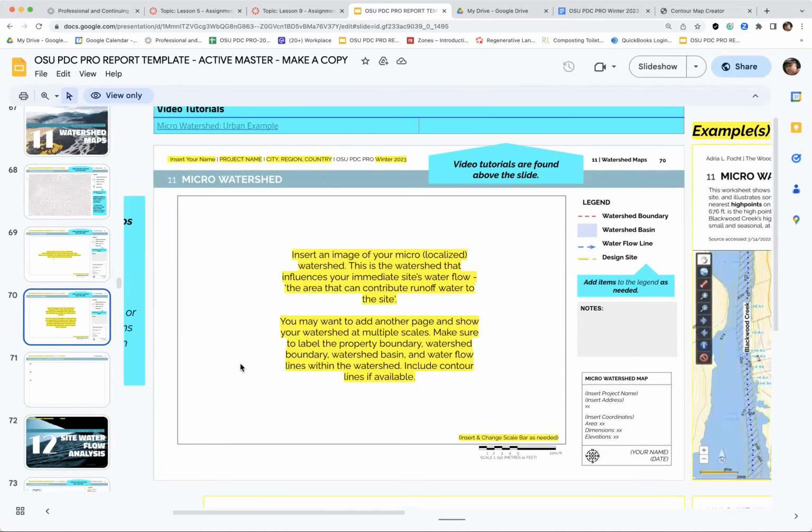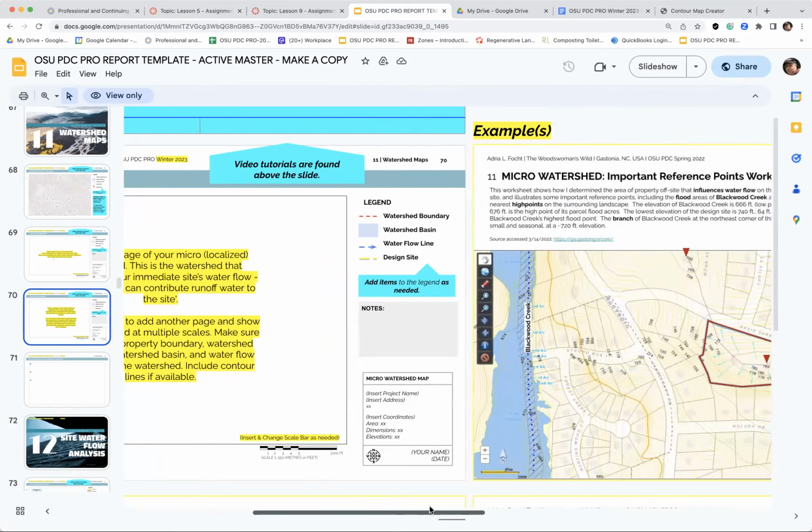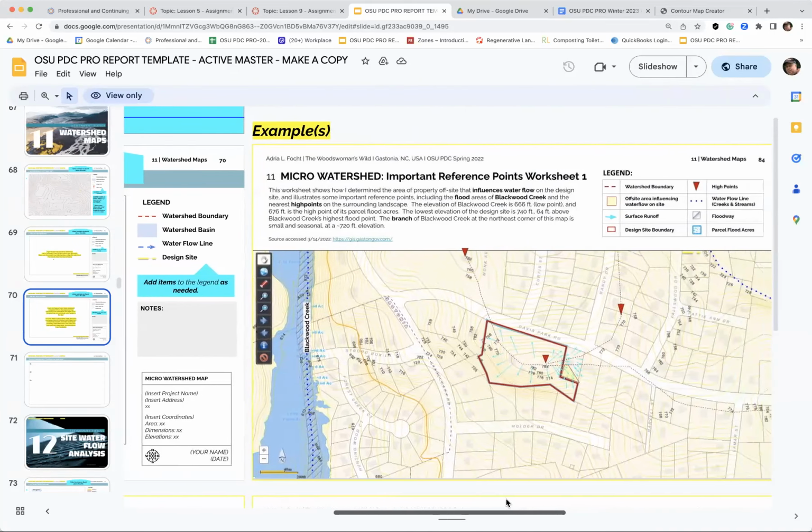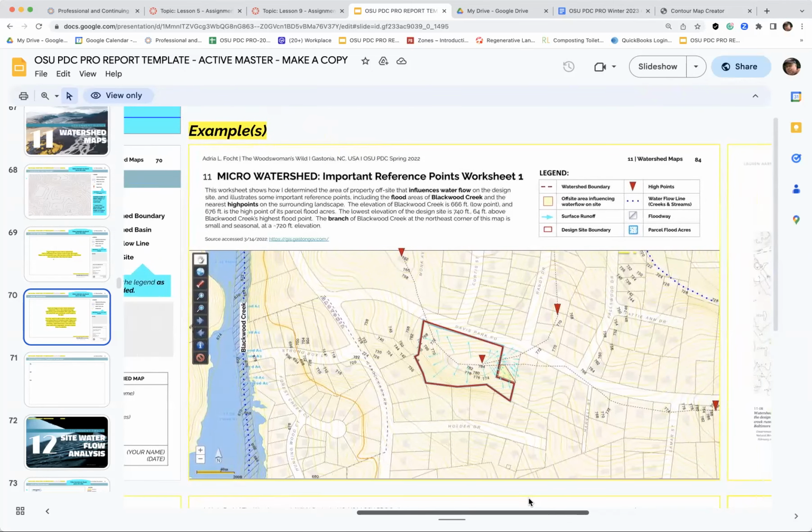So that's pretty straightforward. And then we get into the micro watershed, and that gets a little trickier because you need contour information, and that may or may not be easy to find, but there's some good examples here. Here's one that's very interesting. So you'll notice that the project boundary and the micro watershed boundary are exactly the same. And this does happen in rare situations where your project site may be at a high point in the area.